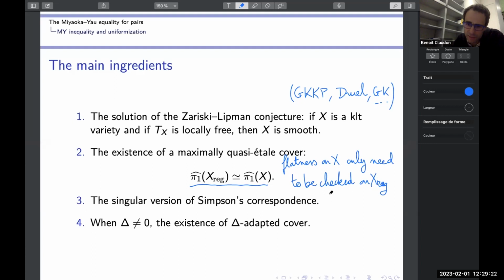So this sentence exactly means that if you have a sheaf on X, a reflexive sheaf on X, such that its restriction to the regular part is flat, then your sheaf is actually flat on the whole of X. Okay, and so we will also need the singular version of the Simpson correspondence, explained in the next slide.